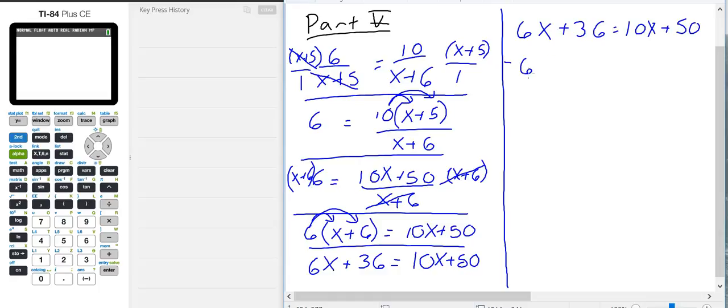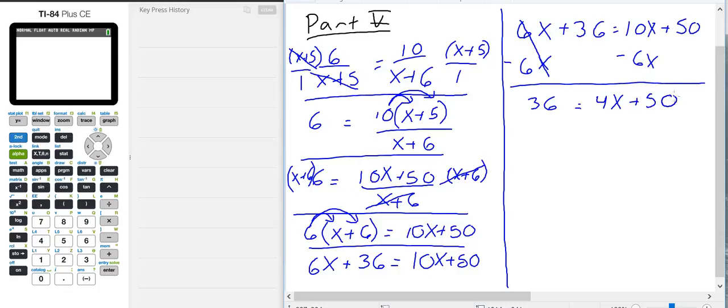So minus 6x, 36. The 6x and the negative 6x cancel out, so we're left with 36 is equal to 10x minus 6x is 4x plus 50. Then we're going to subtract 50 from the right-hand side so that they'll cancel out, and we'll bring the 50 over to the left-hand side. 36 minus 50 is negative 14. Negative 14 is equal to 4x.